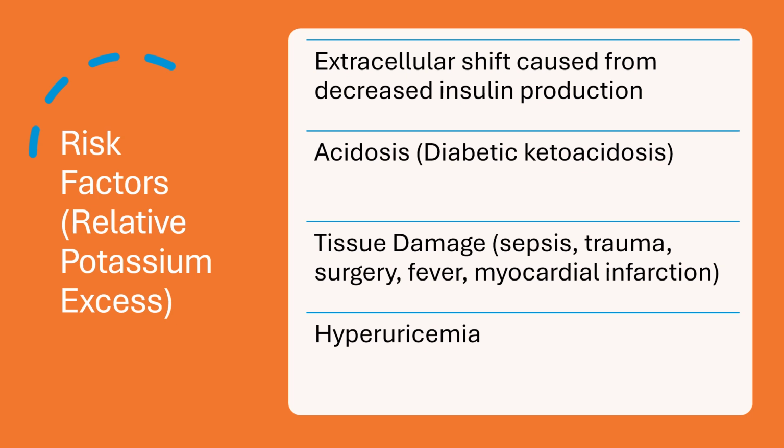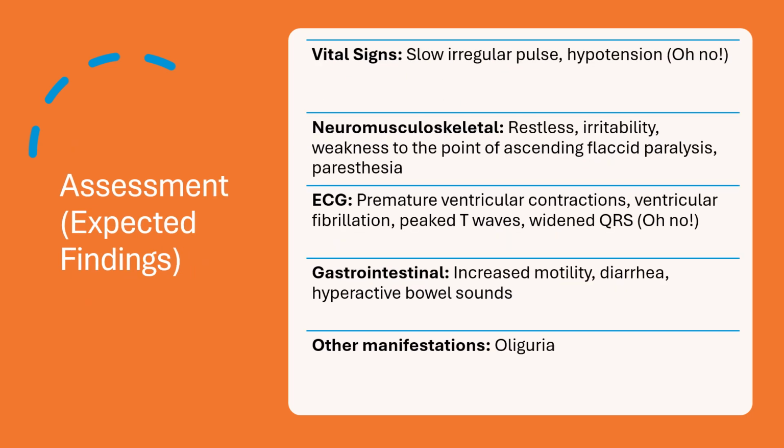So the next thing is your acidosis, like I was talking about, tissue damage, so sepsis, trauma, surgery, fever, myocardial infarction, and then hyperuricemia. So some of your vital signs can be slow, irregular pulse, hypotension, and I put "oh no" next to the things that are the deadly things that you're very worried about. Because a good rule of thumb when you're studying is to start with the things that are going to kill your patient first and then move down to everything else.